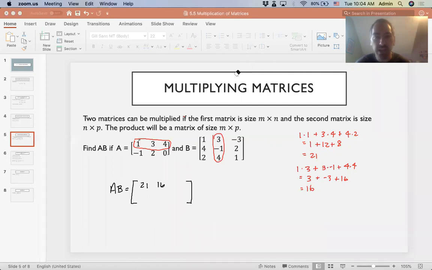All right, so we'll keep repeating this procedure until we find all of those 6 corresponding entries in matrix AB. Next I'll multiply row 1 of matrix A times column 3 of matrix B. 1 times -3 plus 3 times 2 plus 4 times 1, which is -3 plus 6 plus 4, which is 7.